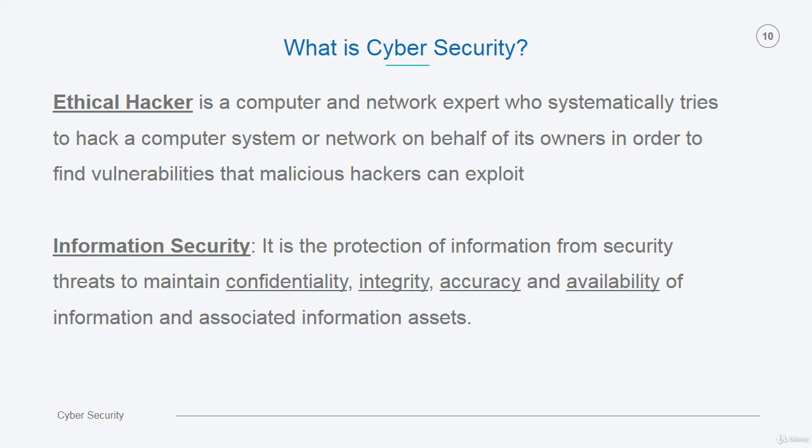Now, the ethical hacker is a computer and network expert who systematically tries to hack a computer system or network on behalf of its owners in order to find vulnerabilities that malicious hackers can exploit. So the main target of the ethical hacker is to find vulnerabilities and risks in order to present them to the business owner so they can assess and fix these vulnerabilities. Information security is the protection of information from security threats to maintain confidentiality, integrity, accuracy, and availability of information and associated assets. In the coming slide, we'll differentiate between information security and cybersecurity.